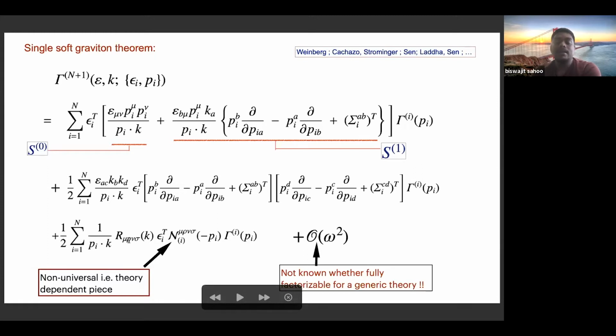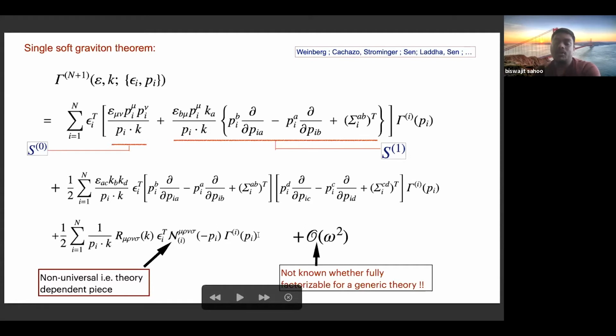And since the Riemann tensor involves two derivatives over the metric, that gives it two extra powers of soft momenta. That's why, corresponding to the leading soft theorem, it appears at subleading order, and this is a theory-dependent piece.